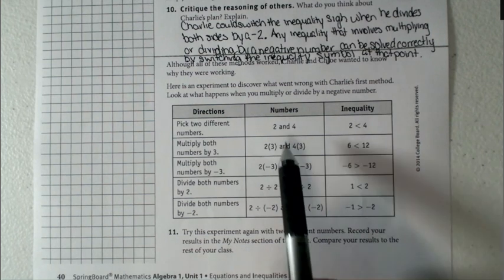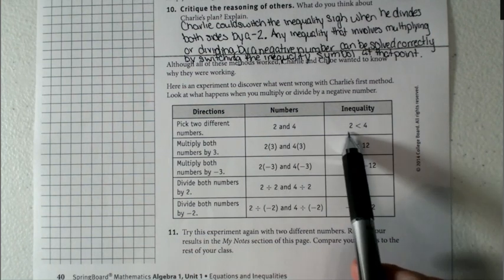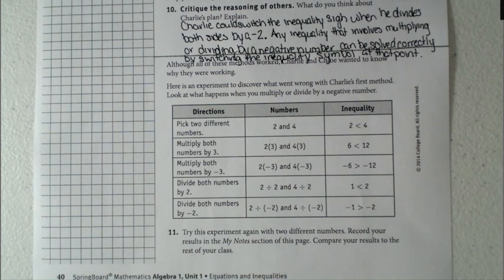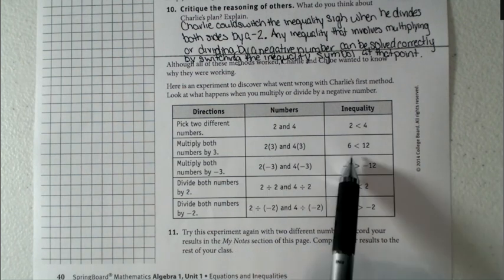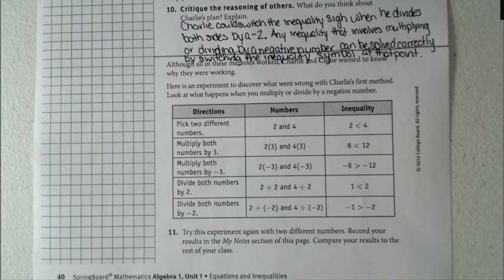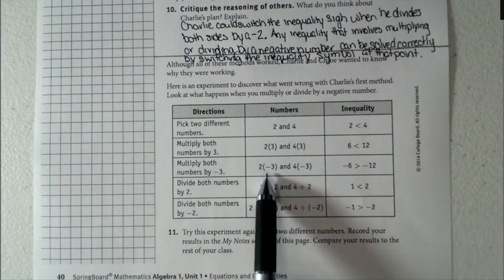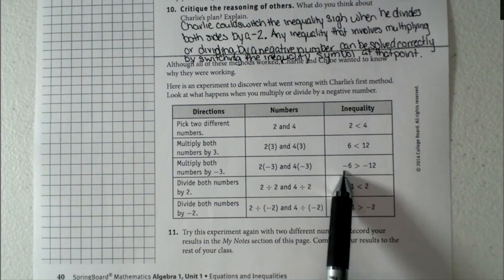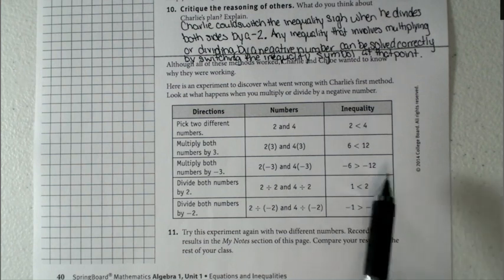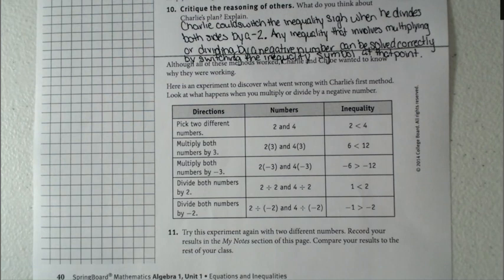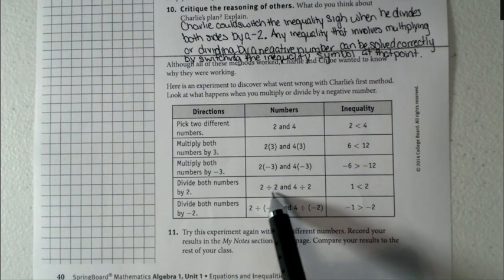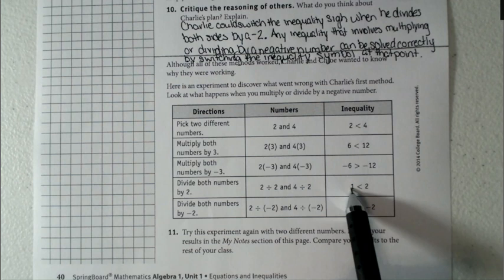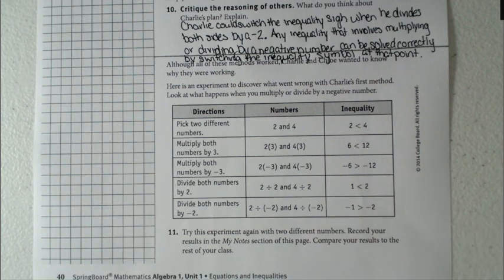So they started with 2 and 4. And they said, okay, well, 2 is less than 4. When they multiplied by 3, they said 6 is less than 12. However, when they multiplied by negative 3, negative 6 is greater than negative 12. Next, they divided by 2. So 1 is less than 2. But when they divided both sides by negative 2, negative 1 is greater than negative 2.